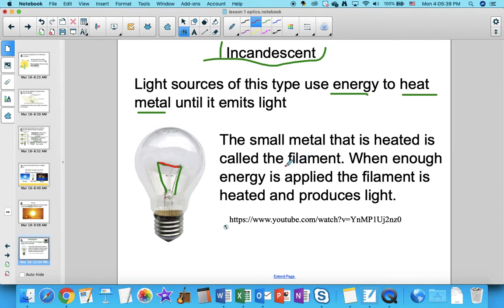This metal is called a filament. And when enough energy is applied to the filament, it starts to glow. And you've probably seen this on a stove as well. When you have a hot stove, it turns sort of a bright red orange. And that's because the metal is now releasing extra energy as light. And that's how incandescent bulbs work. The metal vibrates or gets heated up by the movement of electricity through it.